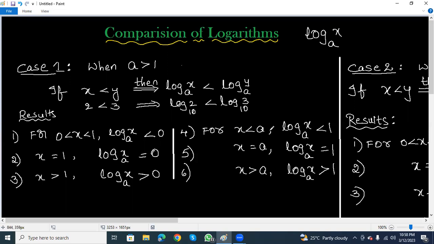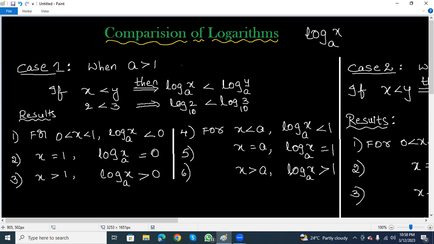Now, if x is less than a, where x is a number and a is the base, here x is compared with a. If the number is less than the base given, then log x is less than 1. If x is equal to a, log x is equal to 1. If x is greater than a, log x is also greater than 1.